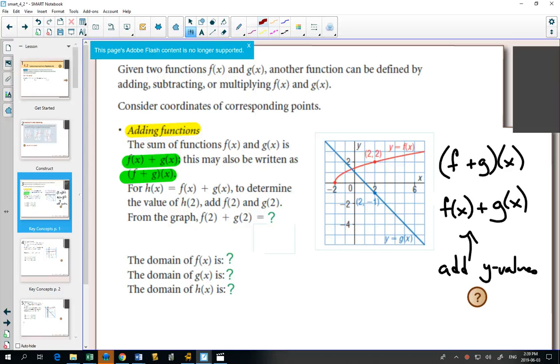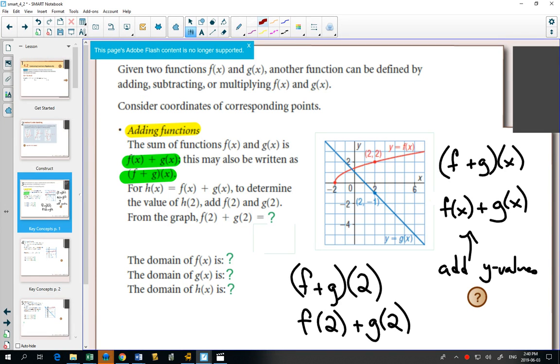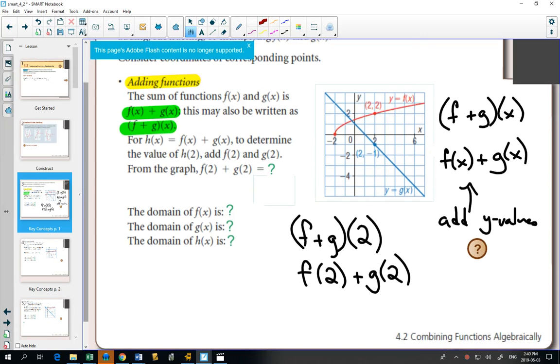For example, and here's a good example of what the textbook or the exam will do, they'll say, what's f plus g of 2? The first thing you'll do if you see this notation is change it to the notation you're used to. This means f of 2 plus g of 2. And f of 2 is asking you, what's the y value when x is 2 on the function f? The function f is the red one. What's the y value when x is 2?